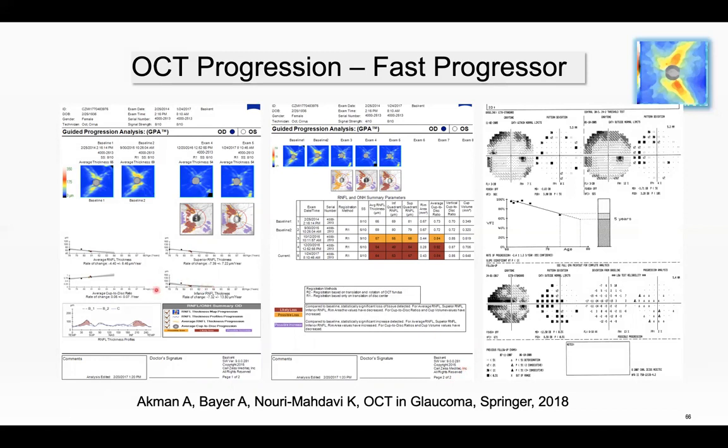You see the rate of average and superior and inferior RNFL thickness loss is very fast. The slope is very fast. And you can also see it on the visual fields.